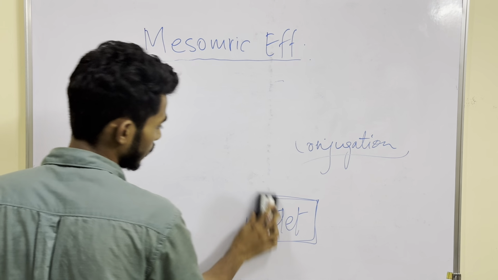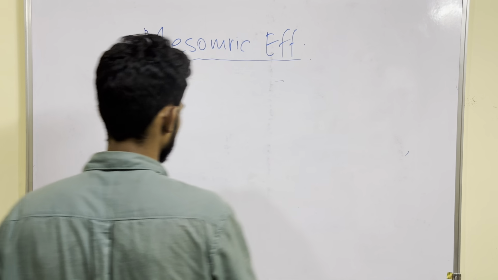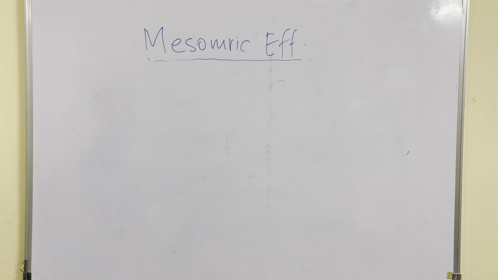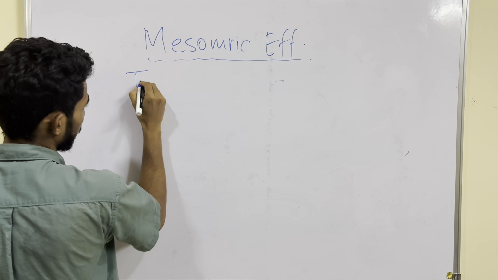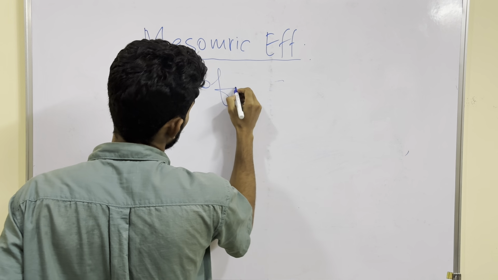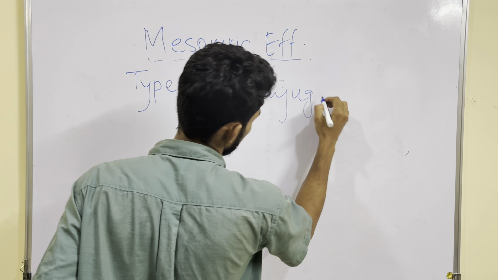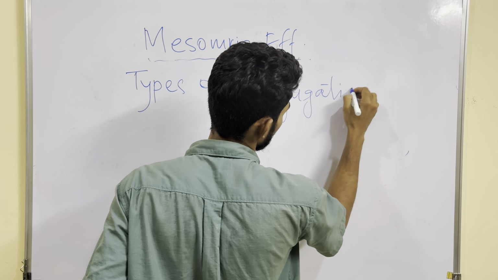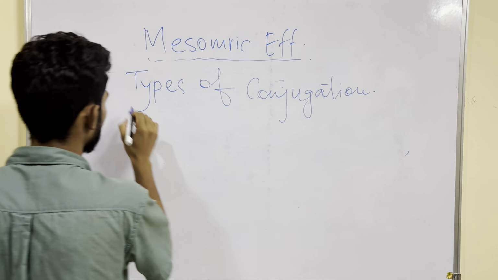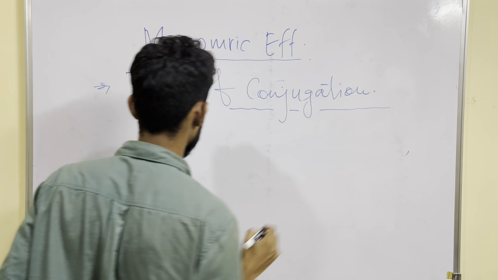Now we will see how many different types of conjugation there are. This is very important: types of conjugation. There are mainly five types of conjugation.